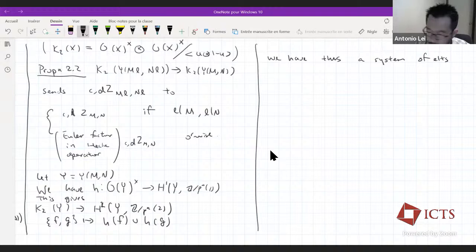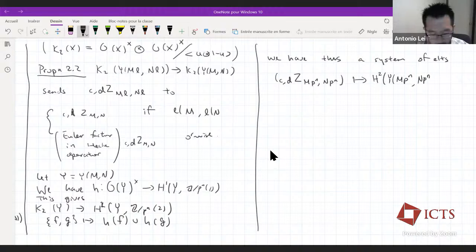I would call this c, with indices M, p^n, N, p^n, into the H^2 of Y(Mp^n, Np^n), Z_p(2). Okay, so these elements satisfy some nice norm relation. So as you allow n to vary, it gives you a system of elements that will be inside some inverse system. And so that would allow me to get something like this.